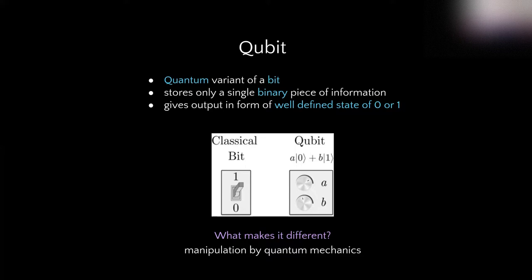So how is a qubit different from a classical bit? It is like a more general version of the classical bit. It gives the same output, but the only difference is that we can manipulate it while it's not being measured using quantum mechanical principles. While it's not being measured, it's in a state of superposition and various other quantum mechanical operations can be done on it. But finally, when we do measure it, what we get is the classical response of 0 or 1 only.